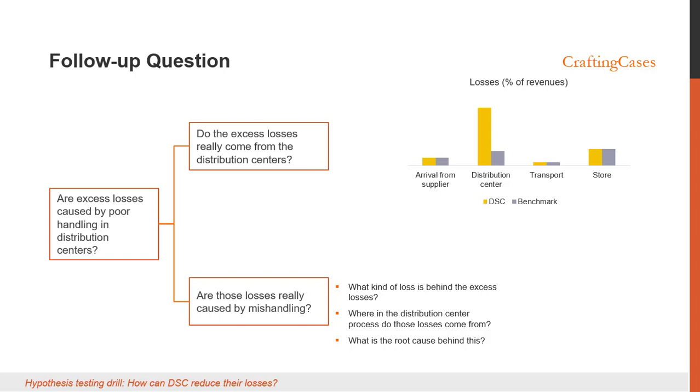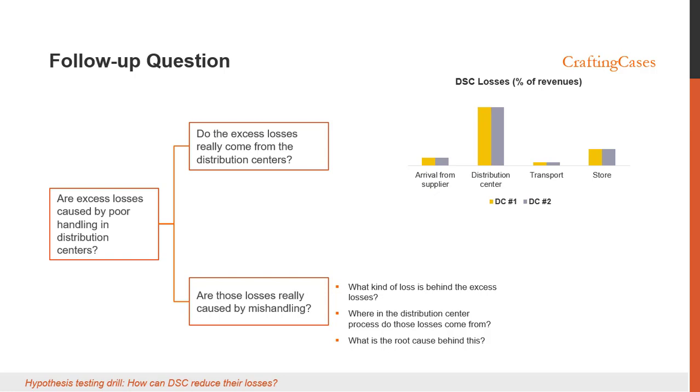If I can't get data from my benchmark, which is likely, I would test one distribution center against the other. So I'd get my losses as a percentage of revenues in each one of the steps, and what I would expect it to look like is one distribution center having much more losses than the other, or else both distribution centers with much more losses than all other steps.